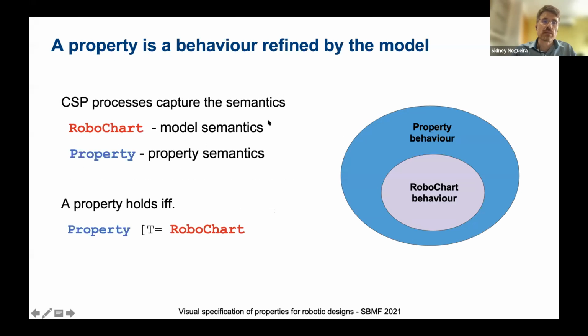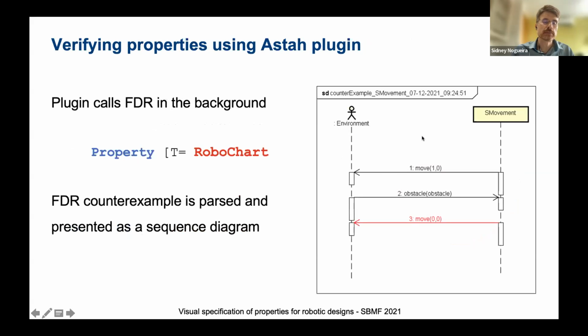In CSP, a property is a behavior that is refined by the model. In our context, RoboChat, we have a process RoboChat for the system and a process properties that express the property semantics. The system behavior is a subset of the property behavior. It must be a refinement. With inputs in the plugin, we call FDR in the background and verify this kind of refinement. The trace of the RoboChat refines the trace of the property.